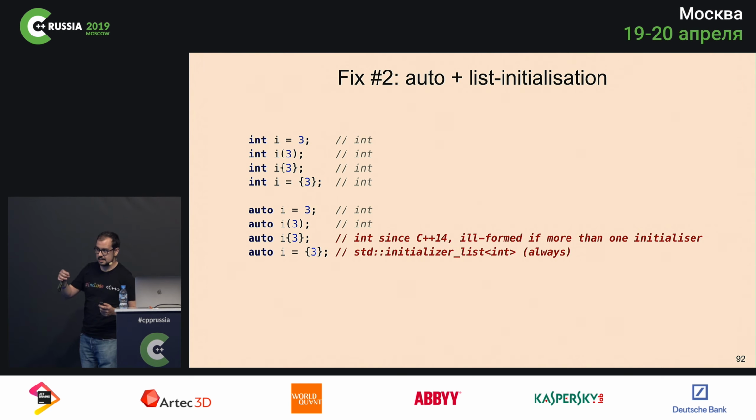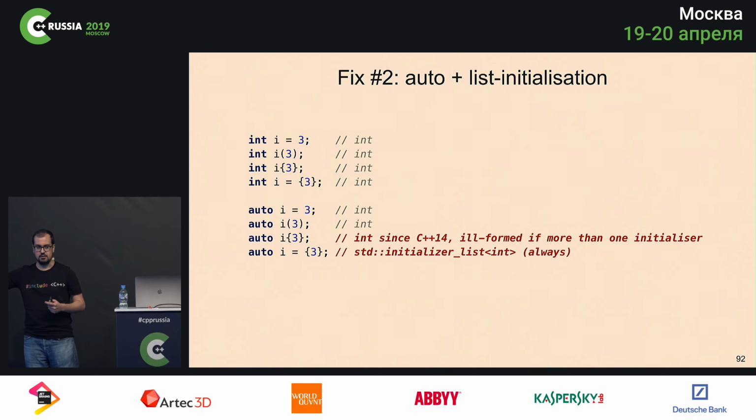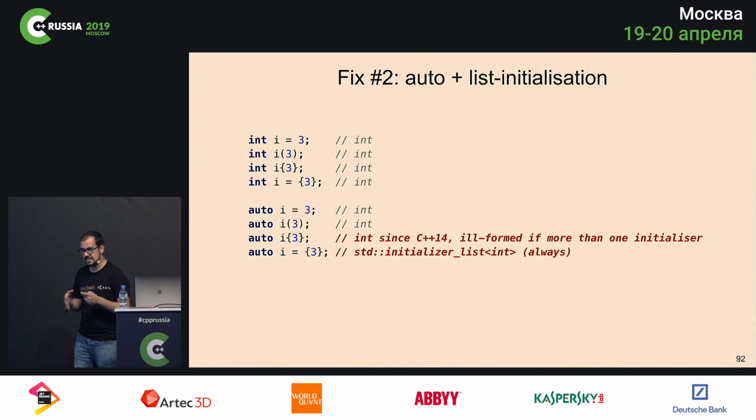It's still inconsistent with int i, because if you have direct list initialization, you're going to get the int, and if you have copy list initialization, you're going to get the initializer list. But at least it's more consistent with itself and a bit easier to remember: if you have equals brace, you always get an initializer list with auto. There was also another minor fix in C++14 about static initialization, but it's not really that important. You can look it up if you want.